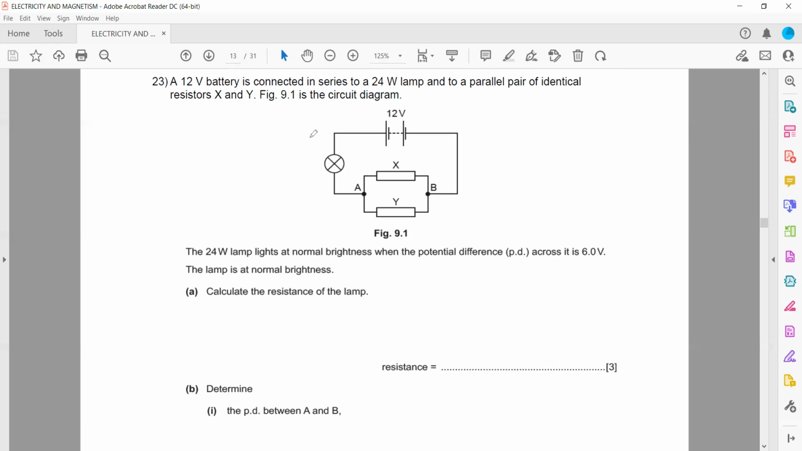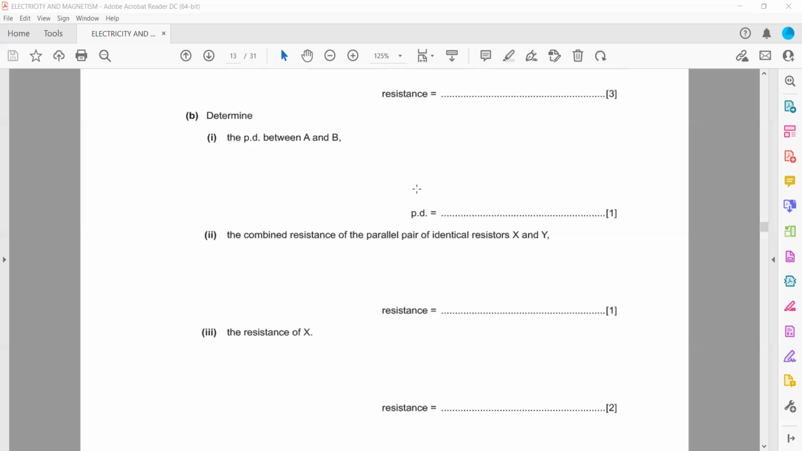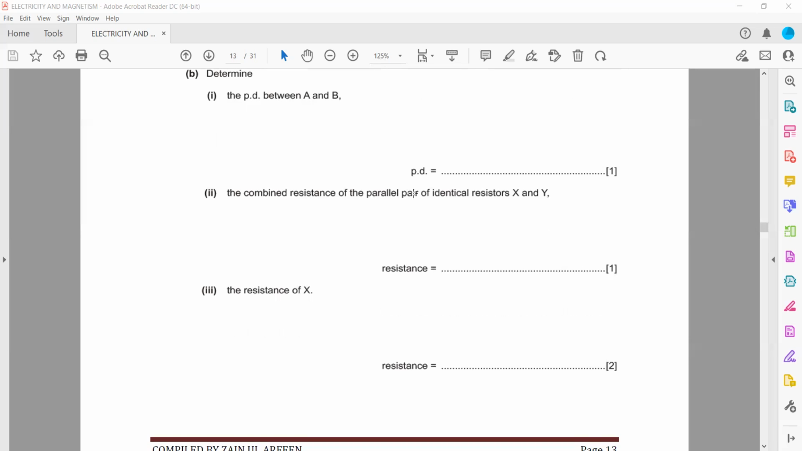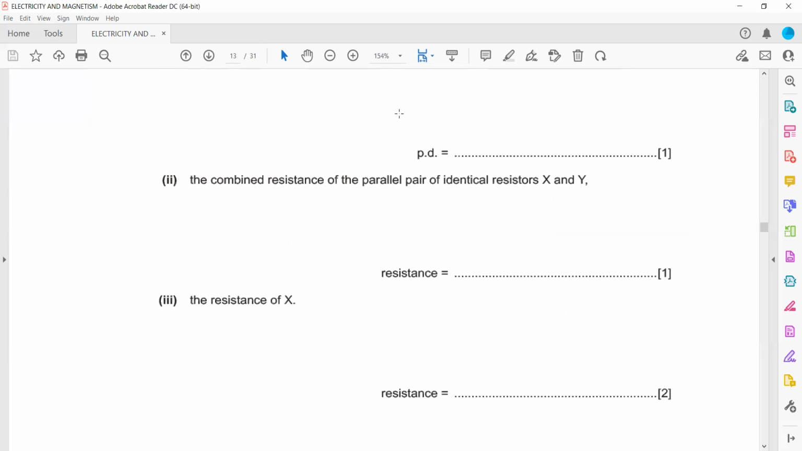So if 6 volts is here, this part has 6 volts, and this also has 6. So if the voltage divides evenly, the resistance will be even. If this was 1.5 ohm, the combined resistance of these two will also be 1.5 ohm. So without calculation, it's a 1 mark. You just have to write a direct answer without showing any formula or working.